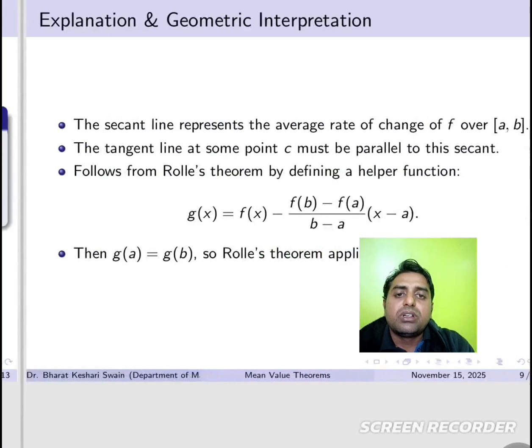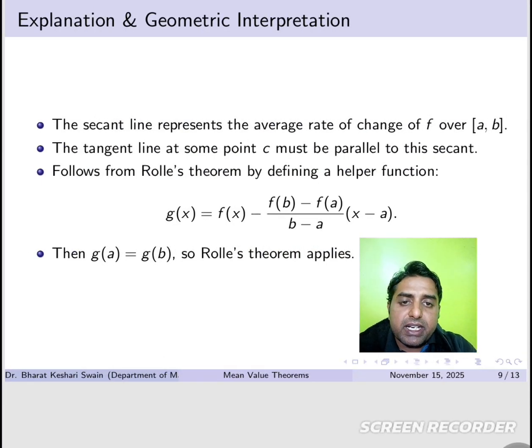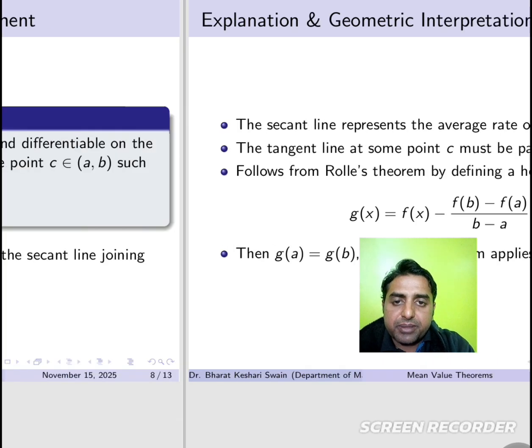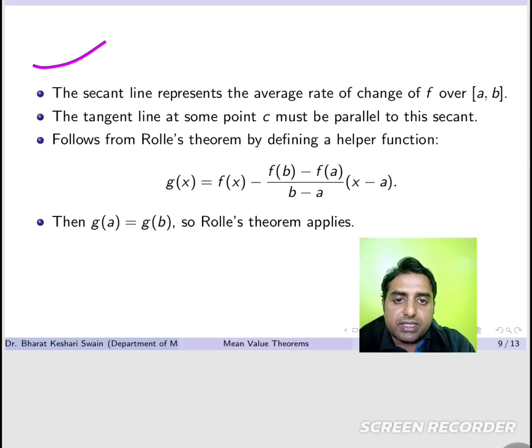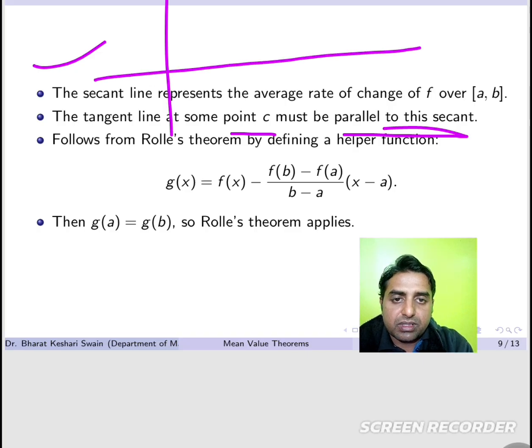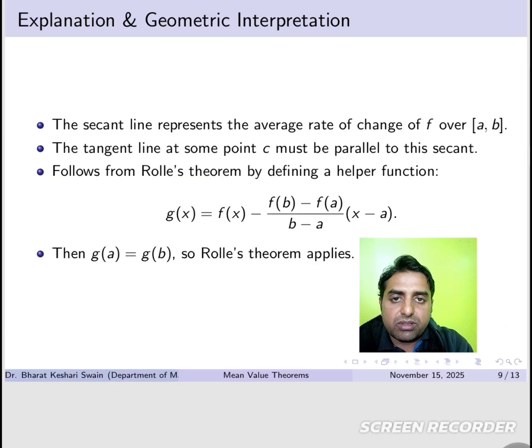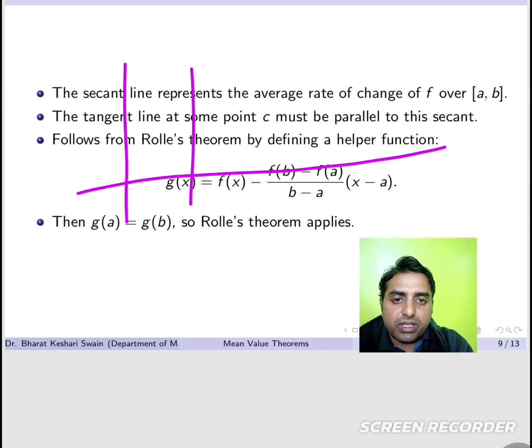Now come to the next page. What is the explanation? The second line represents the average rate of change of f over [a, b]. The tangent line at some c must be parallel to this second line. I have already told you that, because this type of curve will be there. This is your f of a, this is your f of b. Okay, again I will draw this: this is your f of a, and let's suppose this is f of b.